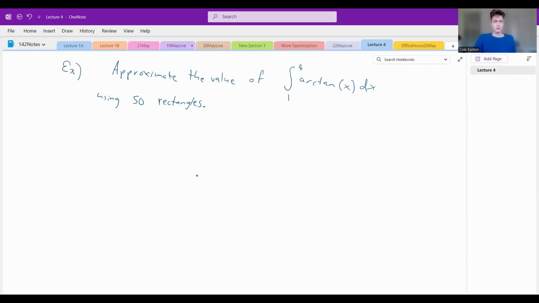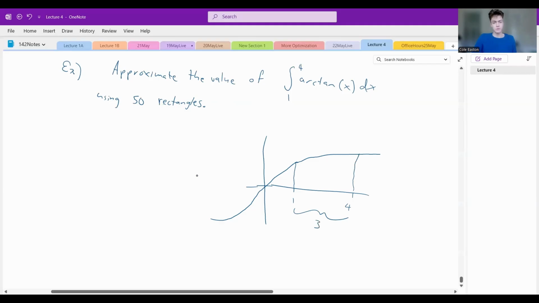Okay. So let's start by drawing a sketch of this. So here's our arctan function. We'll label 1 and 4 on our axis. And so we know that there's a distance of 3 between those. And then we're going to try to break this space up into 50 rectangles, and we're not going to draw all of them. We're just going to draw a couple of them. And even these are probably wider than they should be, but just so we can get some sense of what it's going to look like.